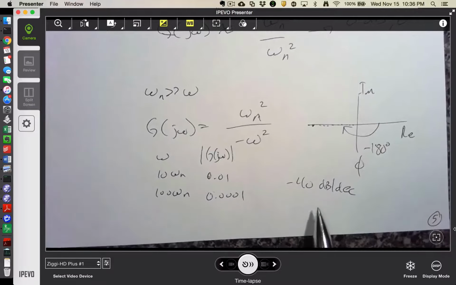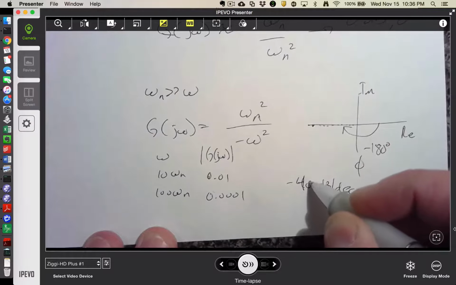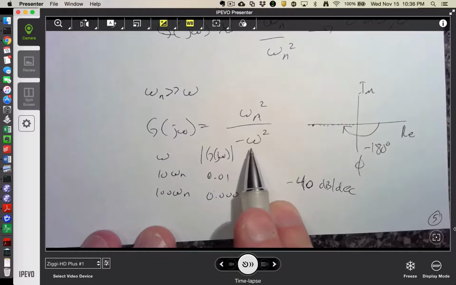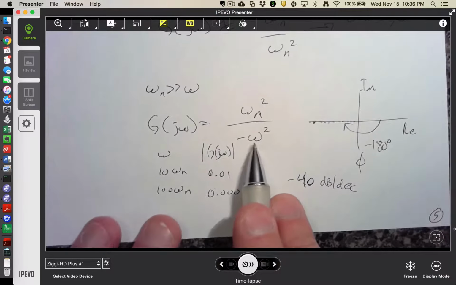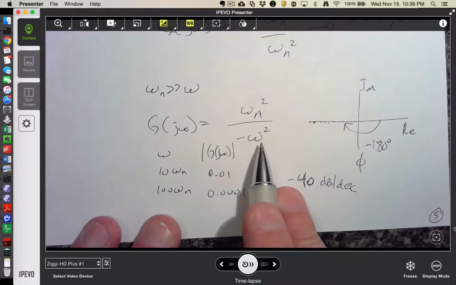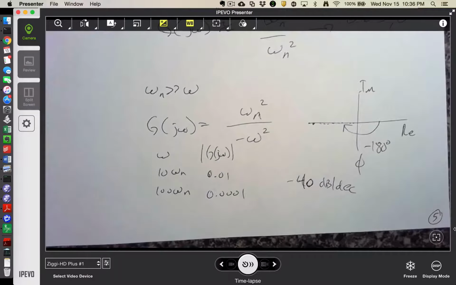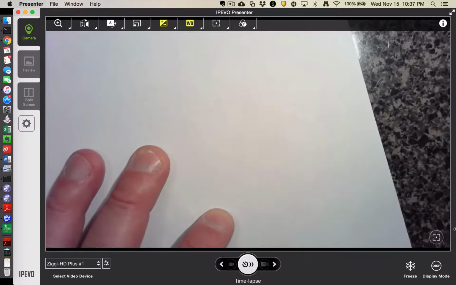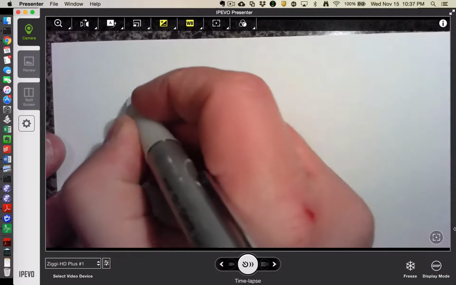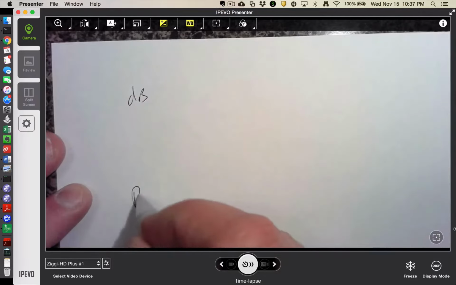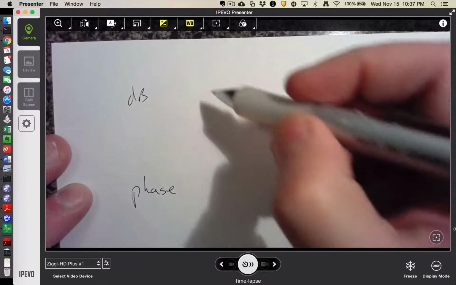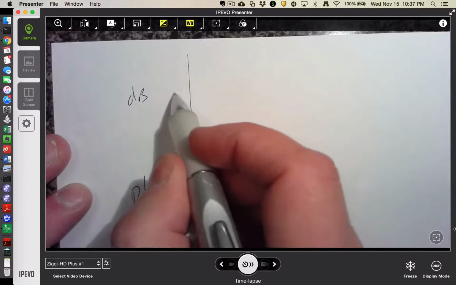Every time I increase the magnitude of omega by a factor of 10, the magnitude would decrease by a factor of 10 squared, or 100, and 10 to the minus 2 is equal to 1/100th, and so minus 2 times 20 is a minus 40 dB per decade. So what we're saying is that for a second order system at high frequencies, we have this minus 40 dB per decade.